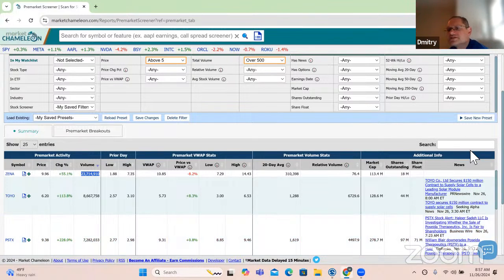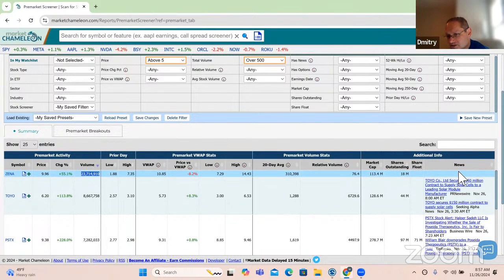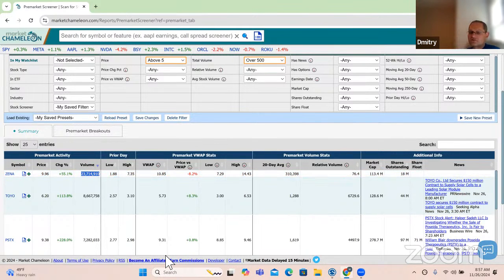And when we detect any press releases, news will list it here. Just for quick reference, of course, you can start looking it up yourself as well. You should be doing that, but if we detect a press release, we'll put the headline there so you can click on it and see what's going on.